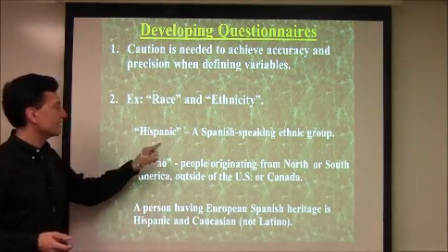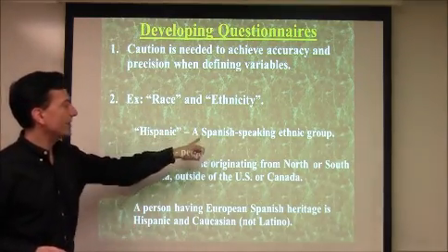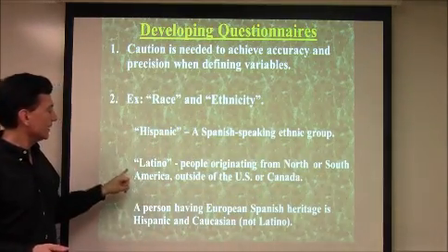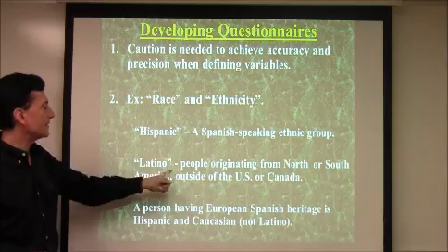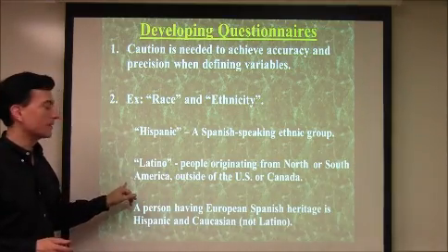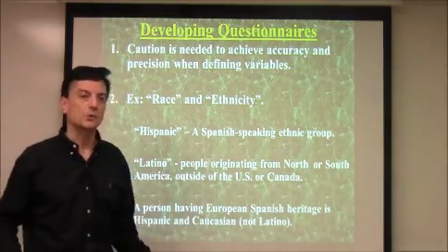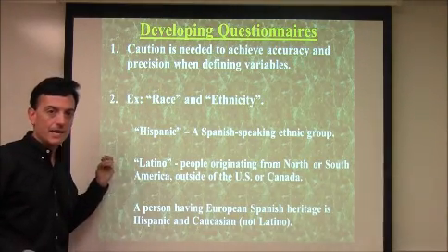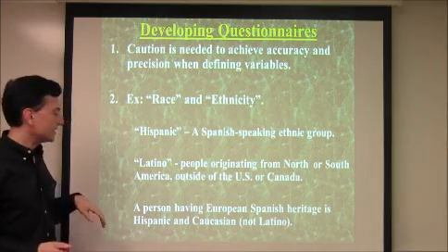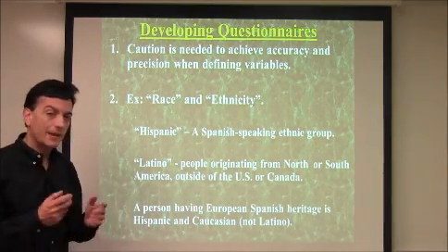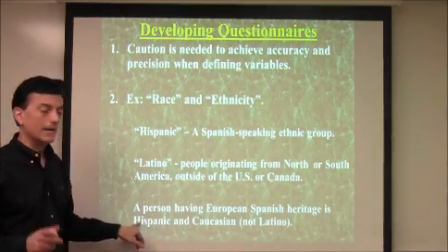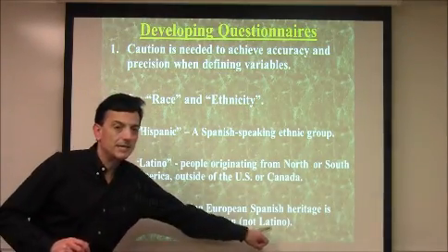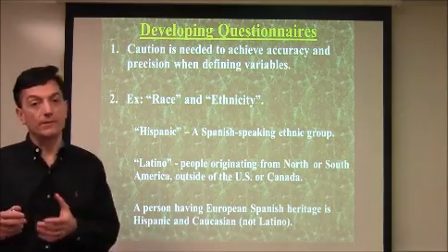So it might be the case that you would define Hispanic as a Spanish-speaking ethnic group, and here this would be an ethnicity. By contrast, we might say that Latino refers to people originating from North or South America, outside of the US or Canada. And we would typically think of this as a racial designation, not an ethnic designation. Now, we can say that a person having European Spanish heritage is Hispanic, and that's because that person would be Spanish-speaking, but Caucasian, not Latino, because Spain would be part of Europe.